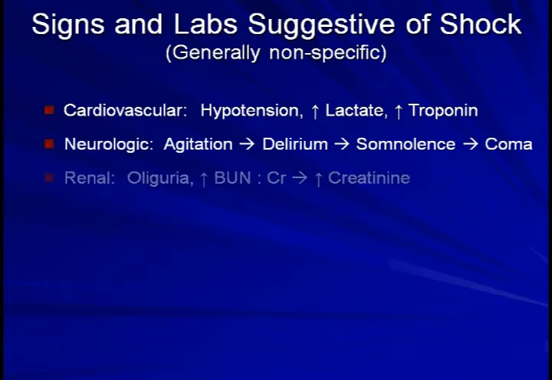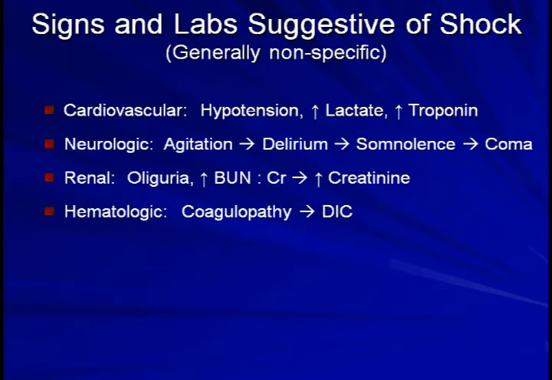For example, some patients may not get agitated or delirious, becoming somnolent. In the renal system, urine output will drop, and a rise in the BUN to creatinine ratio will frequently precede a frank rise in creatinine that can eventually lead to kidney failure. A large array of hematologic abnormalities can be seen, depending on the underlying etiology. The one common problem across subtypes of shock is dysfunction of the coagulation cascade, which can lead to DIC in extreme circumstances.